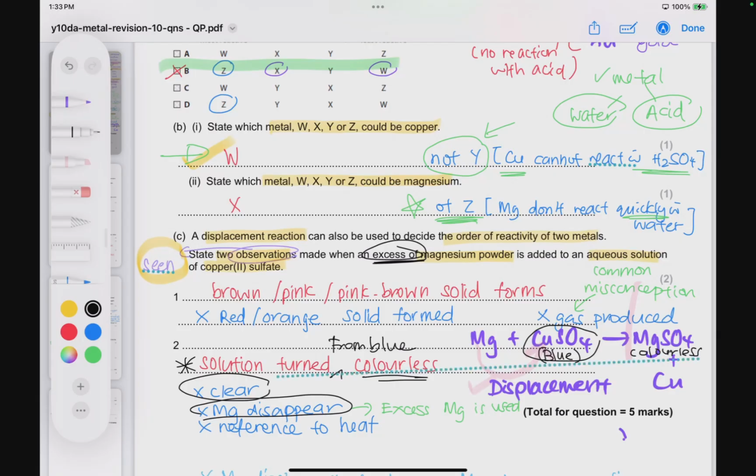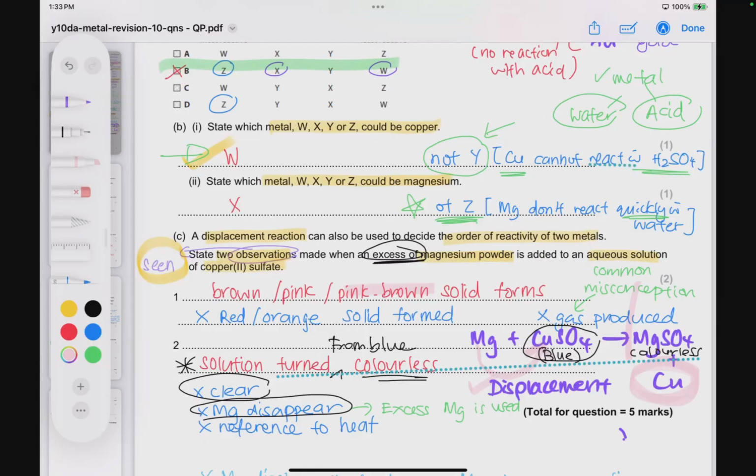Then what is the next most common thing? It's the formation of copper. Now copper is a very unique metal because of its color. It is not grayish like the majority of the metals. It has this pink brown color attached to it. So at the end of the day, a pink brown solid is formed.